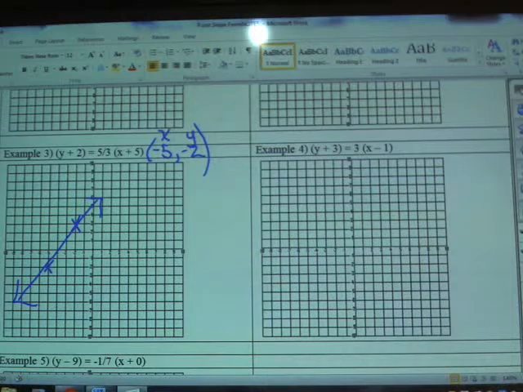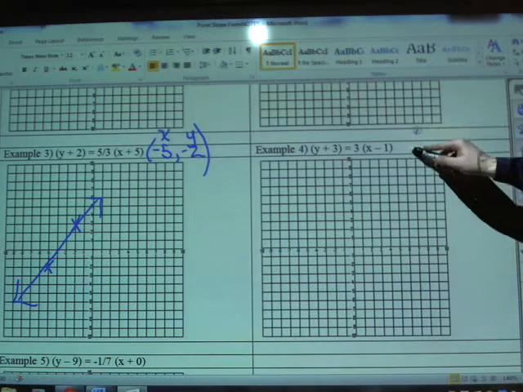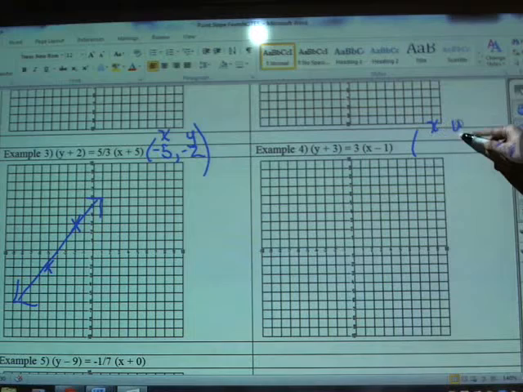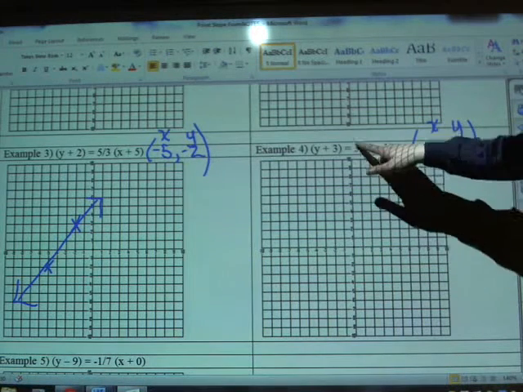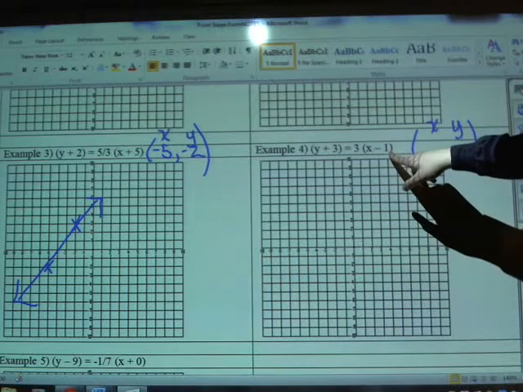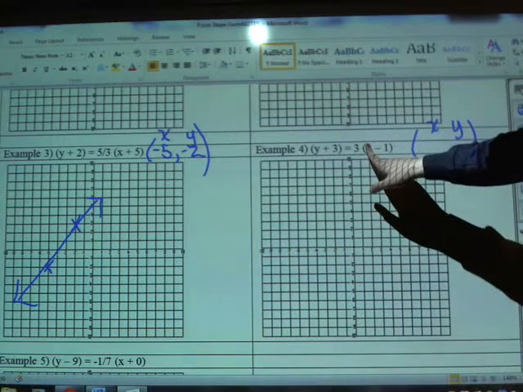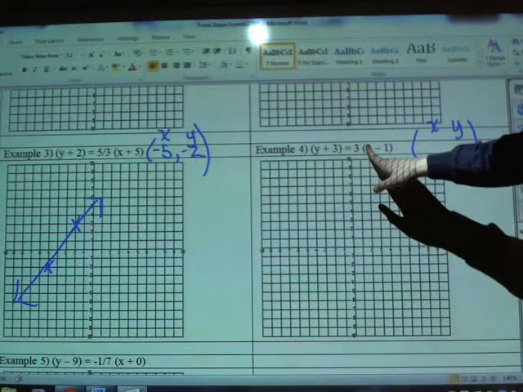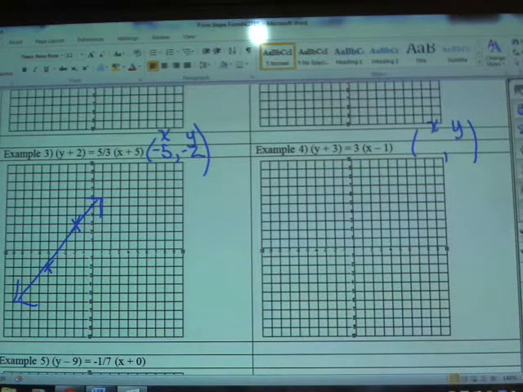All right, let's take a look at number 4. y plus 3 equals 3 times x minus 1. Start off by grabbing my x comma y point. Remember, the x value is in the x block of information right here. Notice it says minus 1, or negative 1. I want the point that's defined by the opposite of that, so I really just want 1.